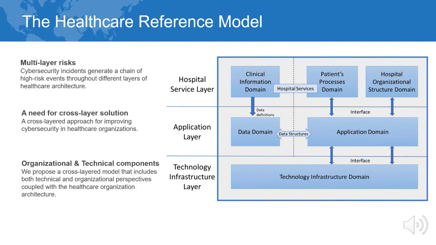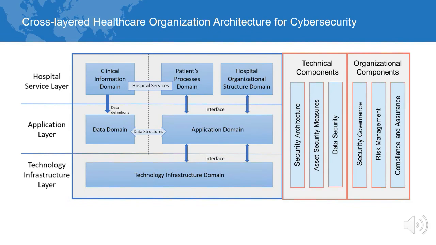As stated by the challenges presented before, cybersecurity incidents generate a chain of high-risk events throughout different layers of healthcare architecture. We considered a holistic approach for building cybersecurity capabilities and for promoting cybersecurity culture. Therefore, we propose a cross-layer model that includes technical and organizational best practices as vertical components coupled with the healthcare organization architecture. Regarding technical components, in terms of security architecture, intrusion detection and prevention systems are needed to manage incidents, along with firewalls and anti-malware to defend the network.